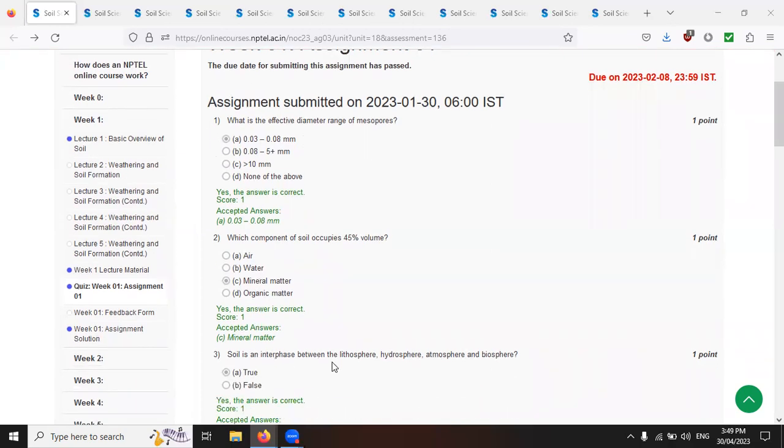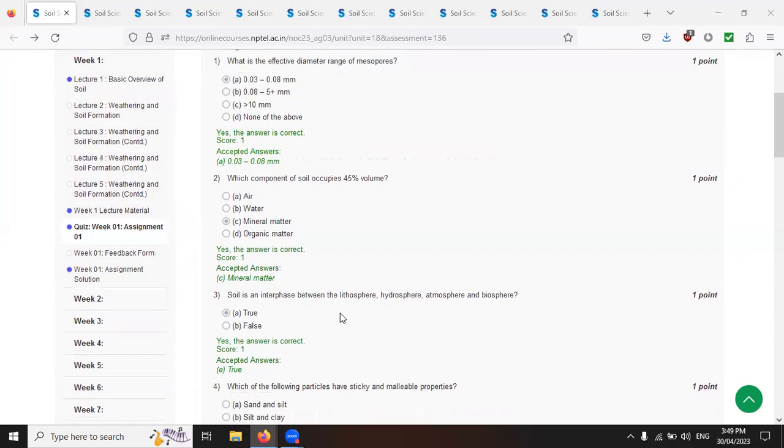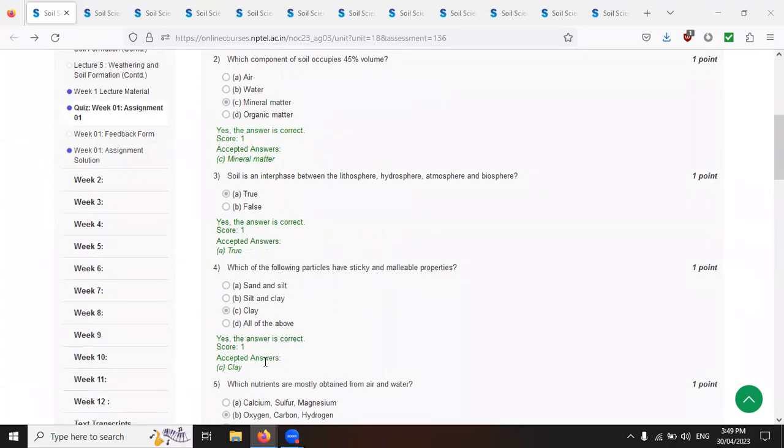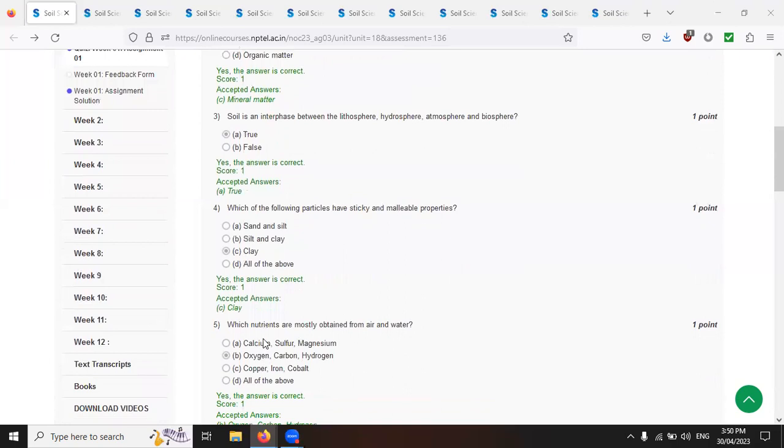Soil is an interface between the lithosphere, hydrosphere, atmosphere, and biosphere. Is that true or false? It's definitely true because it's between the rock sphere, the water sphere, the atmosphere, and the living sphere. Which of the following particles have sticky and malleable properties? Sand and silt, silt and clay, clay, or all of the above? The answer is clay.